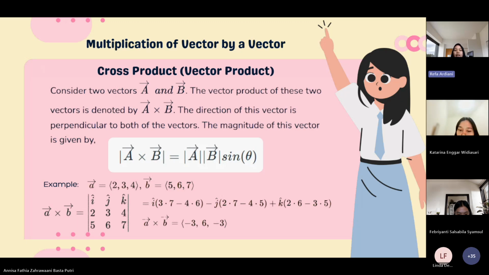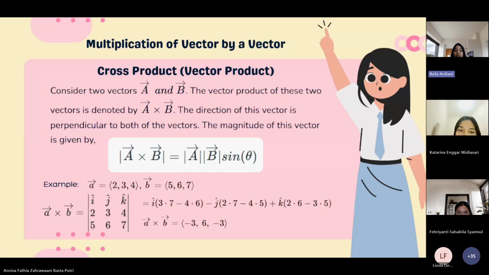Okay, the second is the cross product, or vector product. The cross product of these vectors is determined by A cross B. Unlike the dot product, which produces a scalar value, the cross product produces a new vector. An important characteristic of the resulting vector is that its direction is perpendicular to both original vectors.